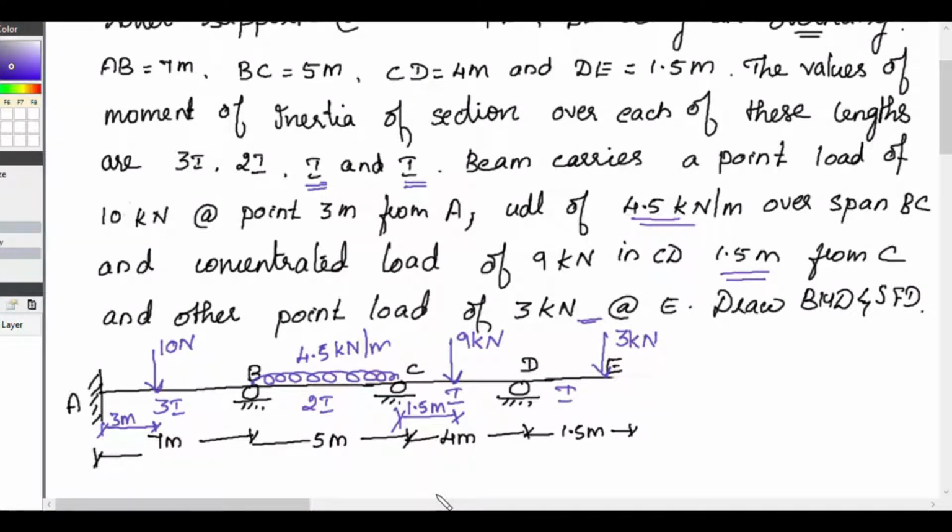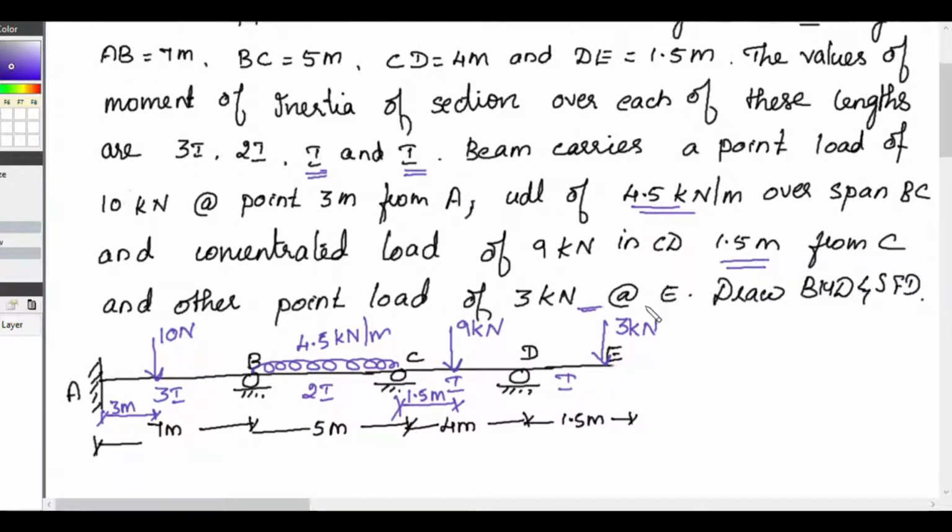So how is this problem different from the previous problems? See, here we have AB, BC, CD and DE, so we have 4 spans. It is a combination of UDL and concentrated loads, and our moment of inertia is also varying over the spans. For AB it is 3I, for BC it is 2I, for CD I and for DE it is I. And the span lengths are also different: 7 meter, 5 meter, 4 meter and 1.5 meter.